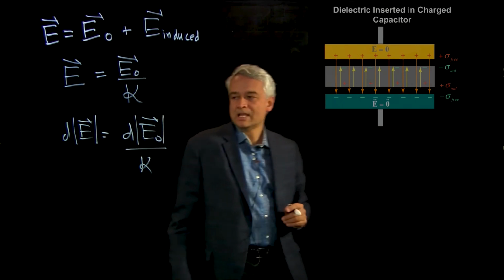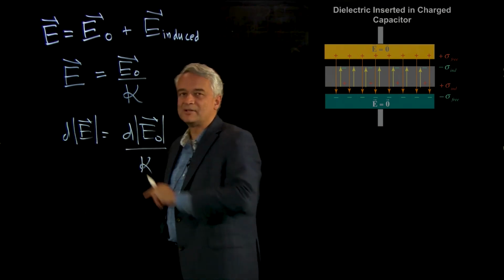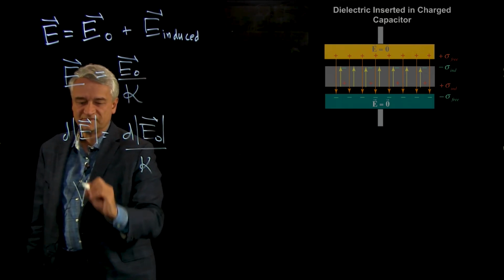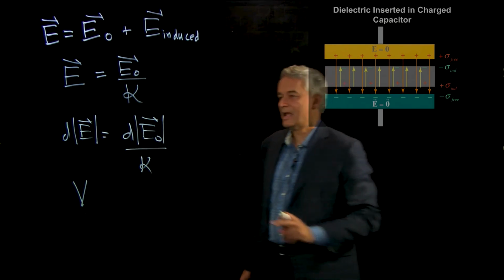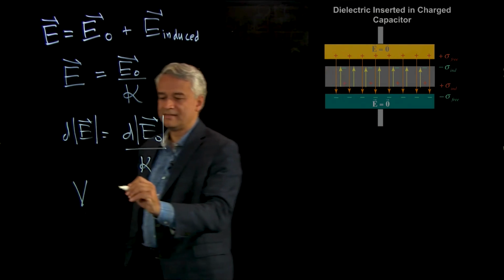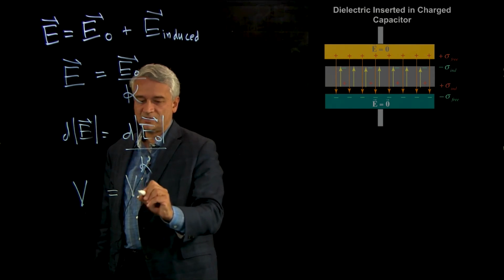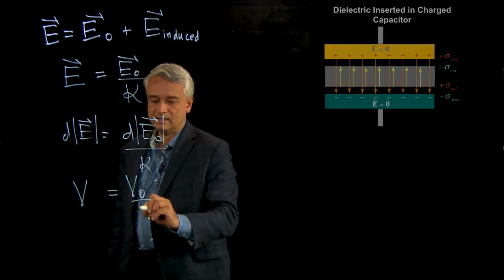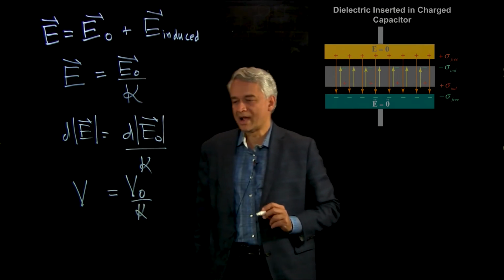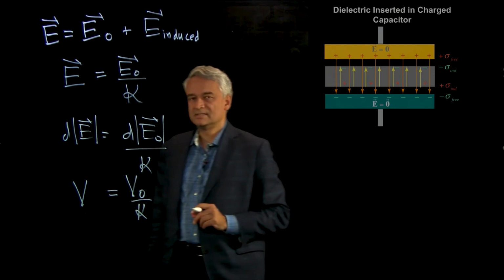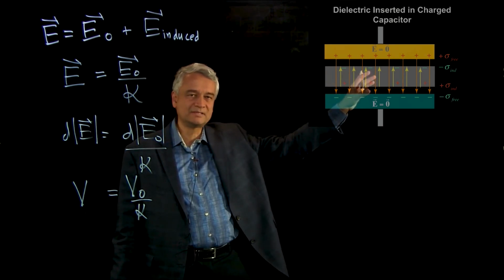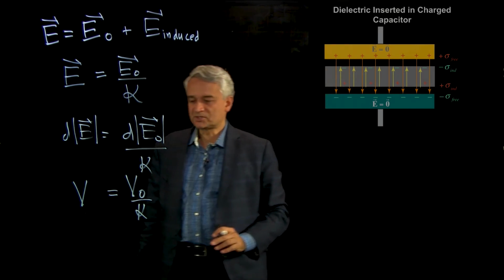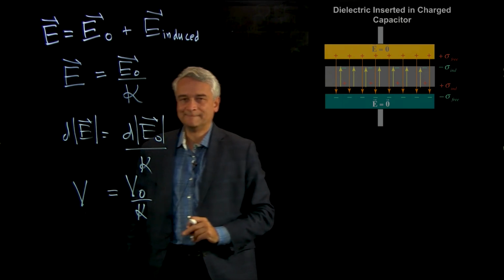Why did I do that? I did that because d times the absolute value of the electric field, that's nothing more, nothing less than the voltage V across the capacitor. And d times the absolute value of E naught, that's nothing more, nothing less than the voltage that you would have had across the capacitor in vacuum. And here I have kappa. So the third way of thinking about what kappa does is to say that if I slide a dielectric into this capacitor, keeping the charge on the two plates fixed, what happens to the voltage across the capacitor? Well, it's reduced by a factor of kappa.